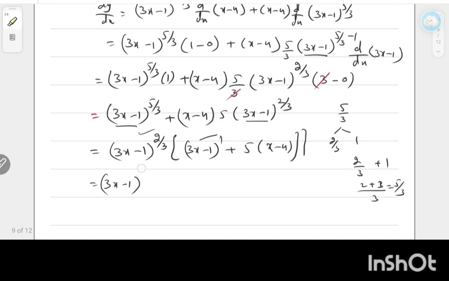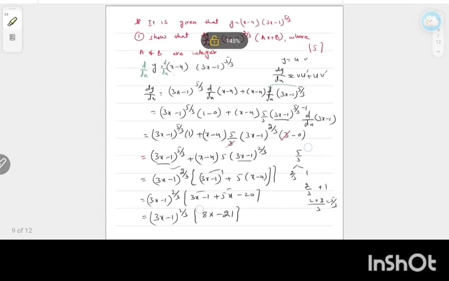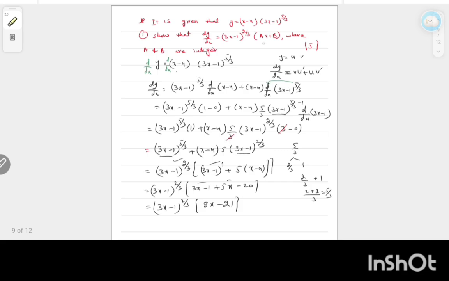Okay, next is how we simplify further. (3x minus 1) to the power 2 by 3. So here we got 3x minus 1, 5x minus 20, since 5 fours are 20. So we get the answer 2 by 3. 5 and 3, 8x, minus 2 and minus 1, it will be minus 21. If we read this question again, he said ax plus b, and here a is 8 and b is minus 21.